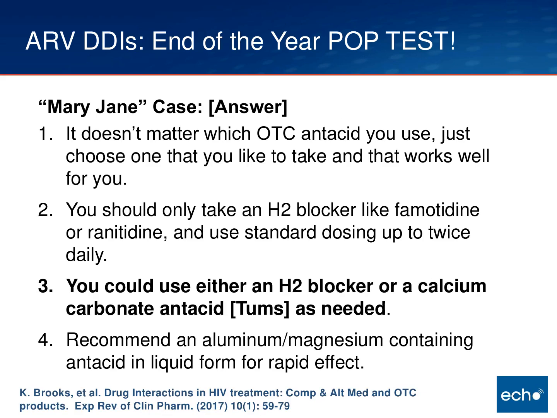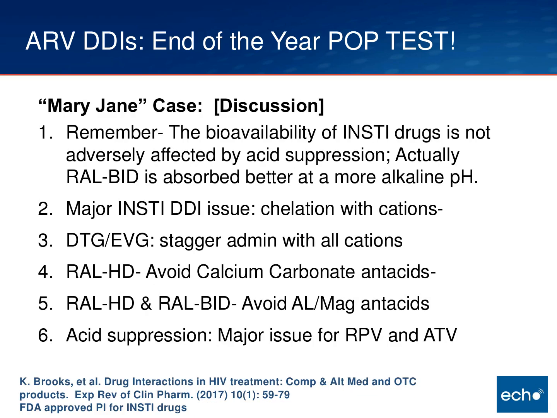I think the best answer is clearly either the H2 blocker, their pregnancy category B, or calcium carbonate, which is Tums. And for the twice daily raltegravir, that is a reasonable option. And we'll look at the discussion points on the next slide. So remember, the bioavailability of the INSTI drugs is not adversely affected by acid suppression. That's important to remember. And actually, the twice daily raltegravir is better absorbed at a more alkaline pH.